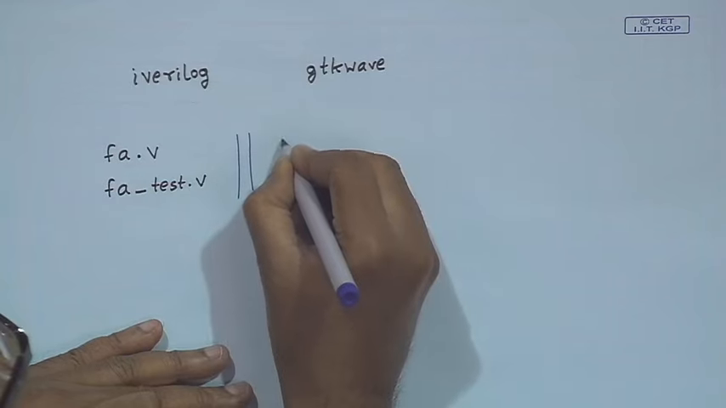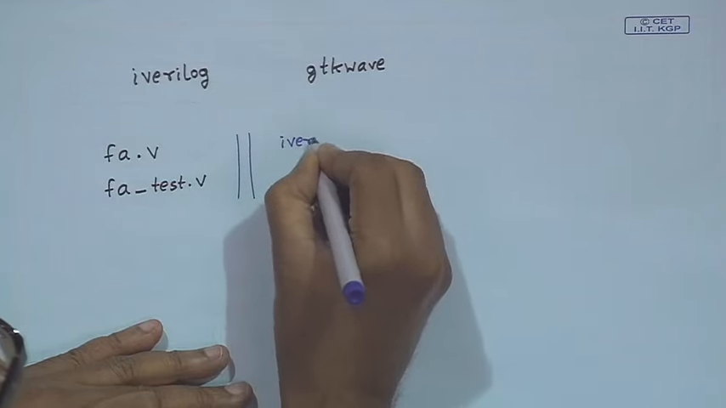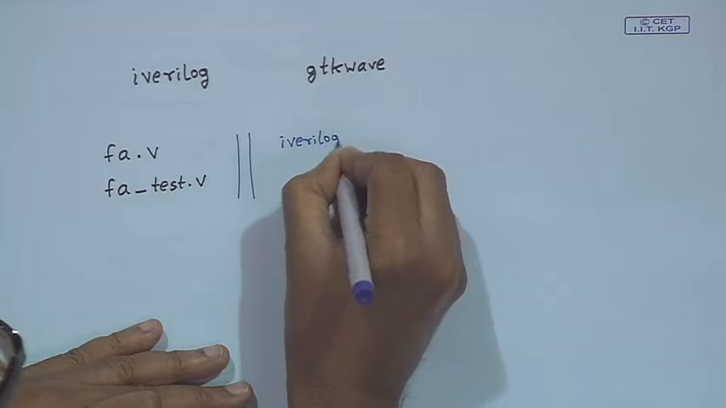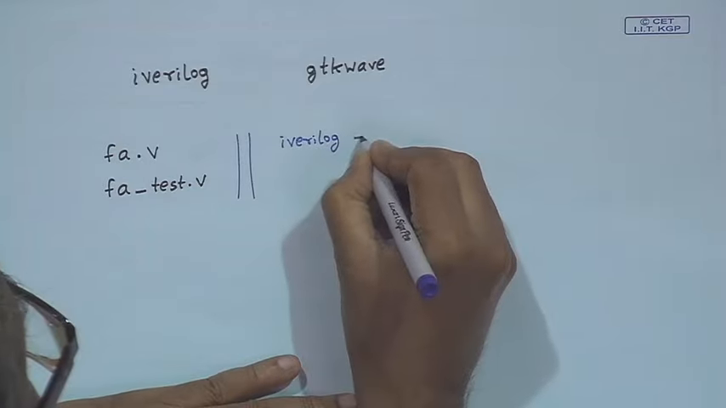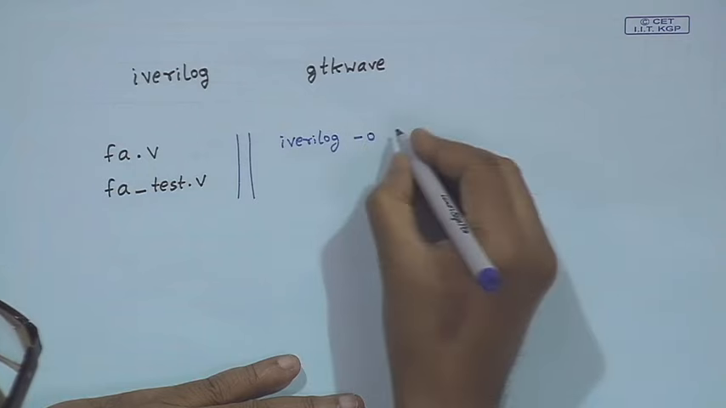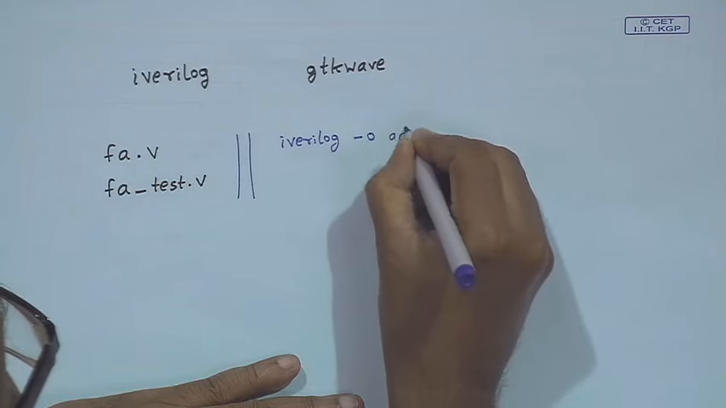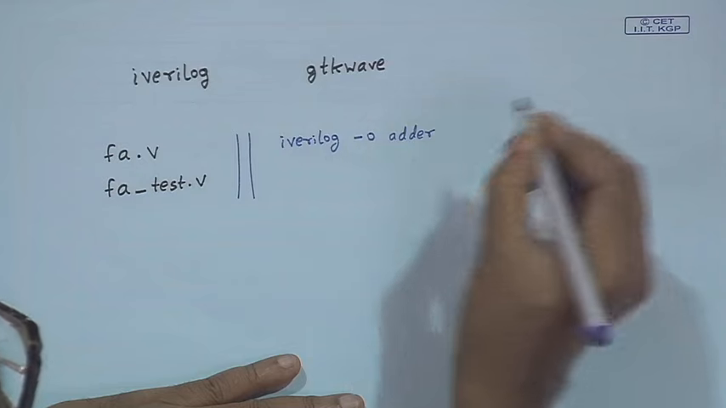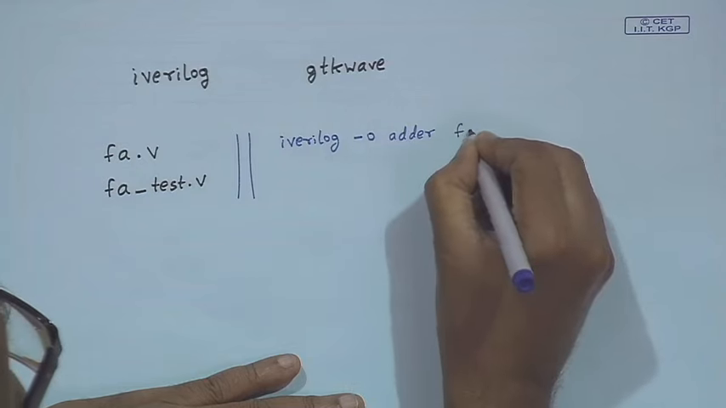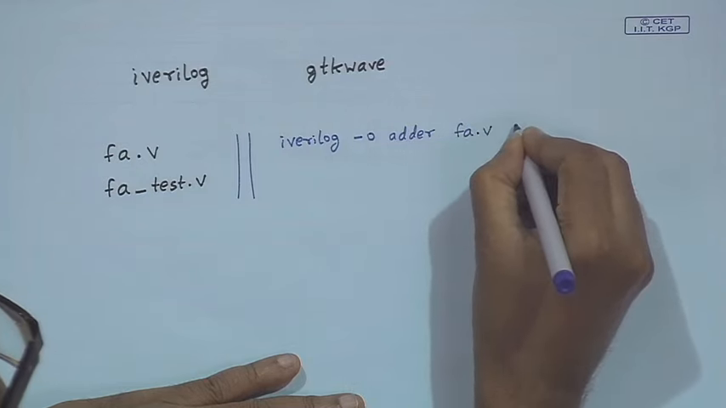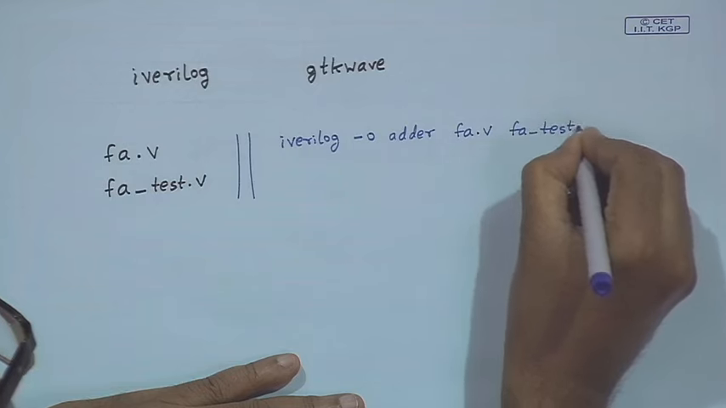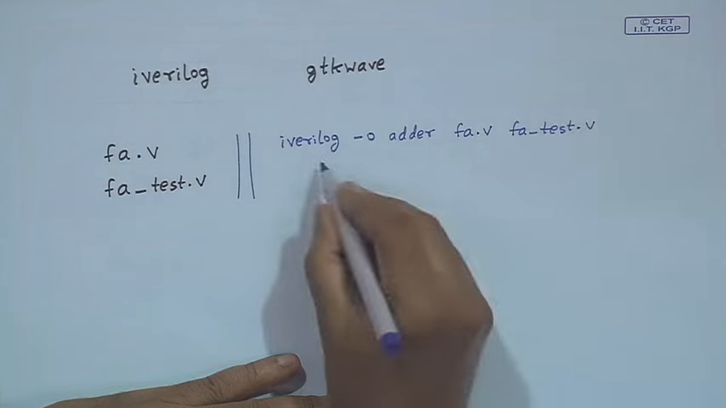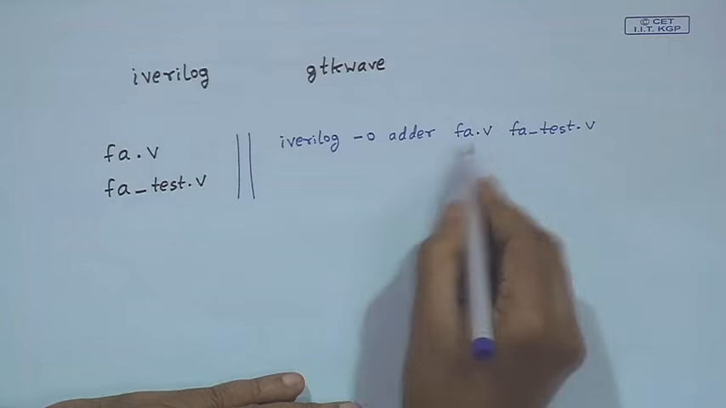First, I am invoking iVerilog. This is a command line parameter. So, I have to open a command window and give an output file name. Let us give the output file name as adder. Then I give the names of these two files, fa.v and fa_test.v. After this, if there are any errors, it will show errors.